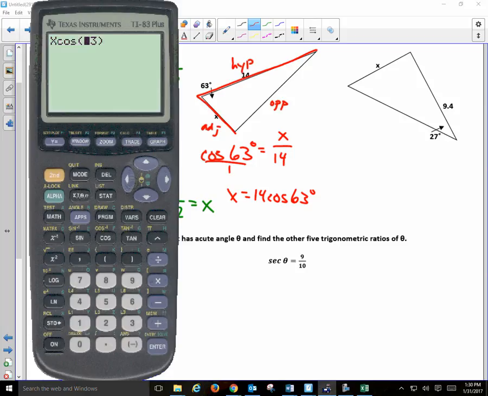And I get 6.36. Does that make sense? That's shorter than the hypotenuse.